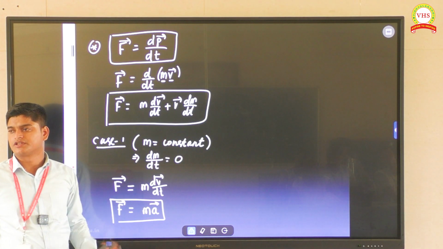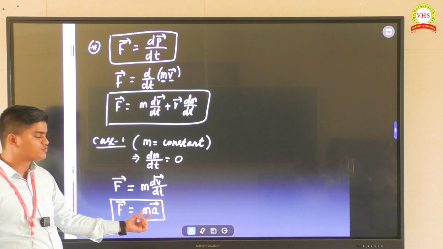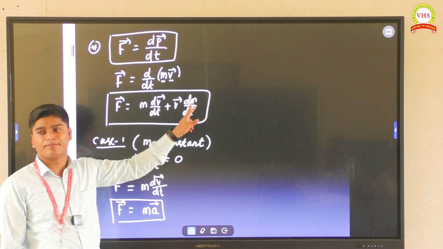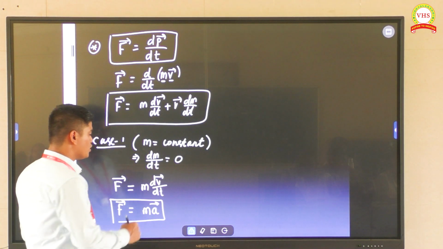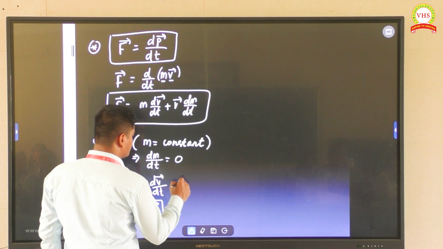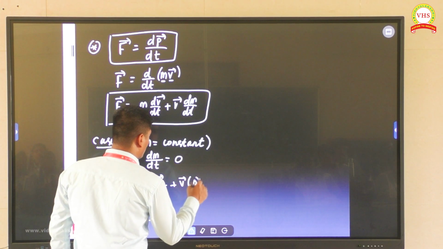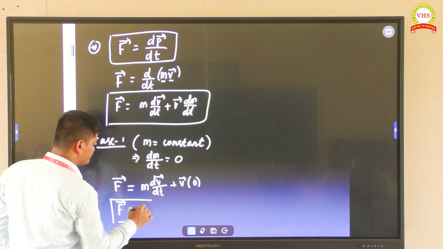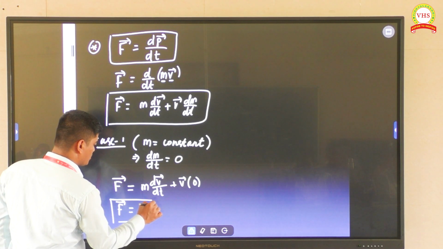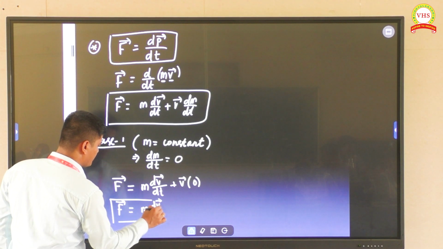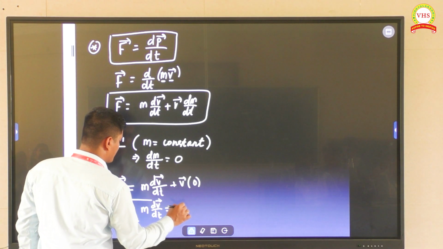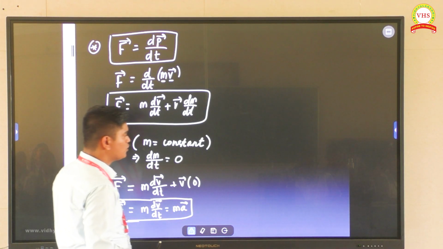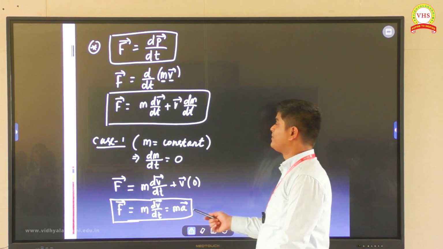When mass is varying, you cannot apply this. In that case you can check the formula already given, with the variation of mass, dm by dt. Why did it become ma? Because here v into this term became 0. Then, one more step: m into dv by dt equals mass times acceleration. That's it. Now this is your f. So when mass is constant, f equals m times a.